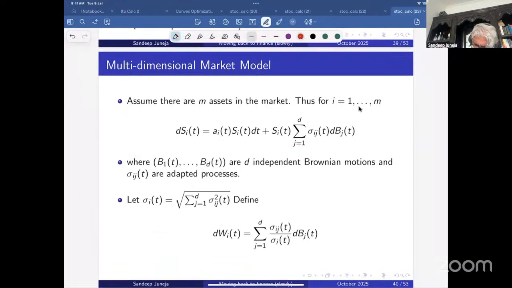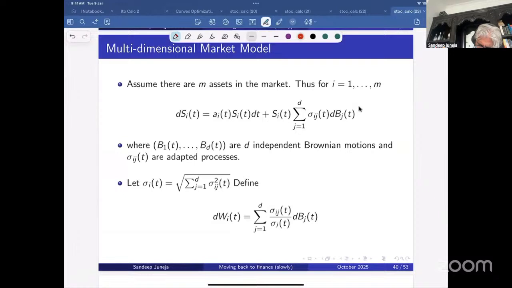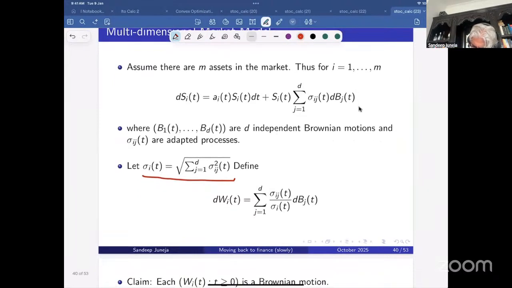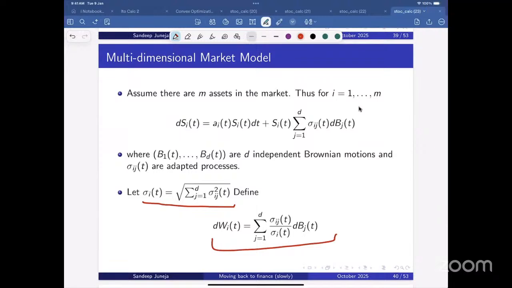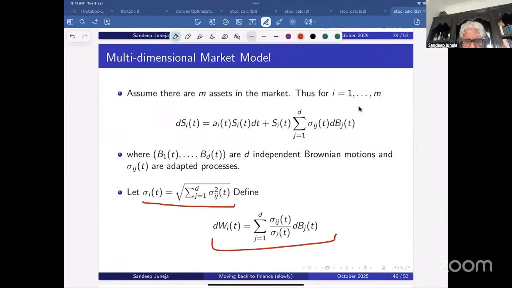But there's a nicer way of looking at these processes. Let's define sigma_i(t) to be the square root of the sum of squares of sigma_ij(t). And then let's define W_i(t) to be the following quantity. So it's a weighted combination of all the D Brownian motions. What do you think I can say about W_i(t)? Any conjecture? What kind of process is it? Is it a martingale? It's definitely a martingale because it's just a sum of stochastic integrals, which are martingales. But can we say more than that?